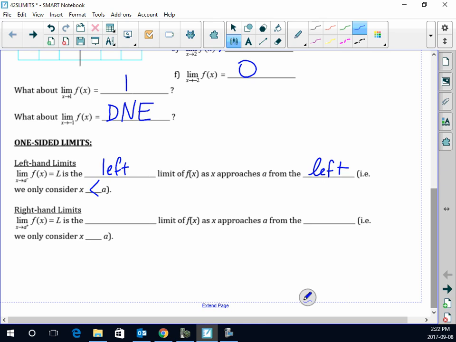So the right-handed limits are the limits that are coming only on the right-hand side, and it's denoted with a plus superscript here. So that means it's only coming from the right. If you look above, it didn't have a sign as a superscript. That means it was coming from both sides. When it has a little sign, that means it's only coming from one side. Okay? So x going to a with the superscript plus means it's the right limit when x approaches a from the right. We only consider x greater than a.